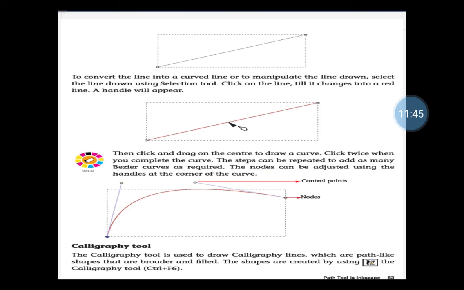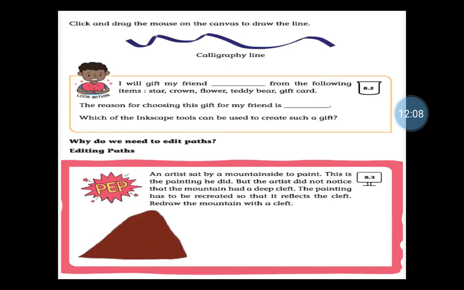Next one is the calligraphy tool. The calligraphy tool is used to draw calligraphy lines, which are path-like shapes that are broader and filled. The shapes are created by using the calligraphy tool. Calligraphy is also one of the tools we use to create calligraphy lines. Calligraphy line means, see, this type of lines. To create this type of lines we have to use the calligraphy tool.